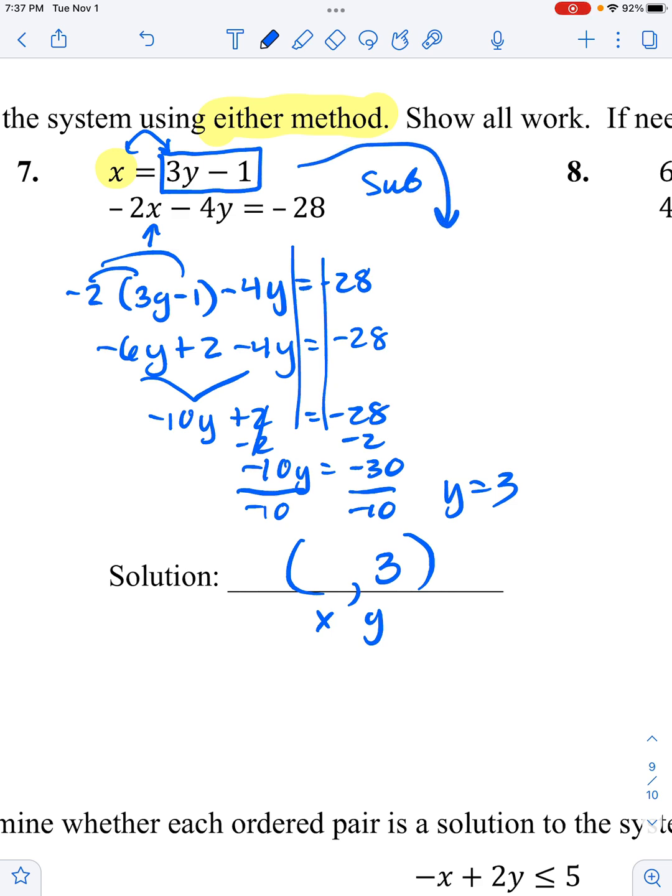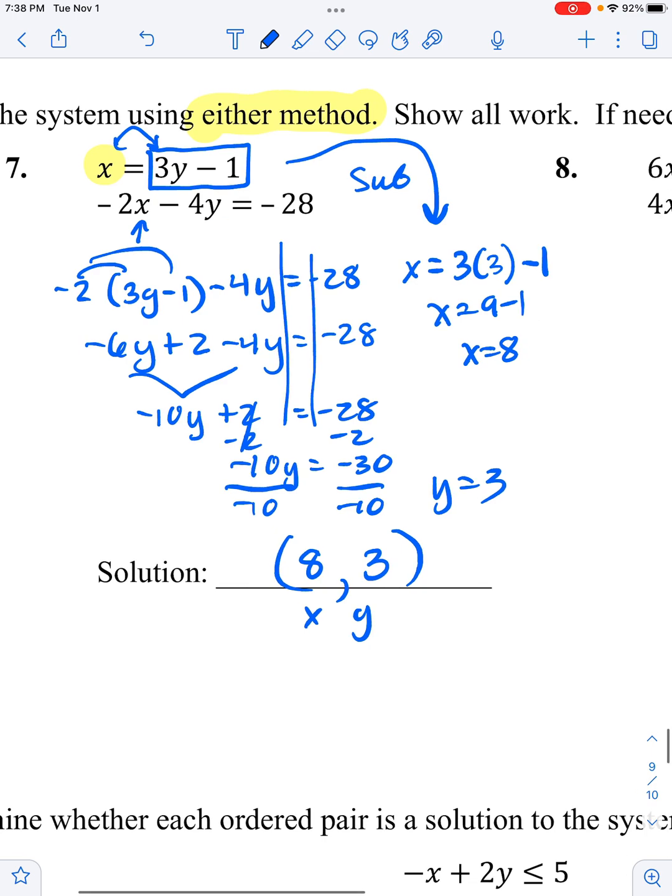Easiest place for me to find the x value is from this top equation. x equals 3 times the y that I just got, minus 1. So that's going to be 9 minus 1. So x is going to be 8. And then I can go back and check my answers and make sure that that works.